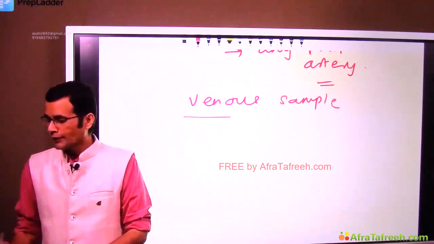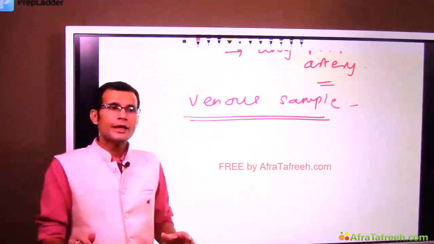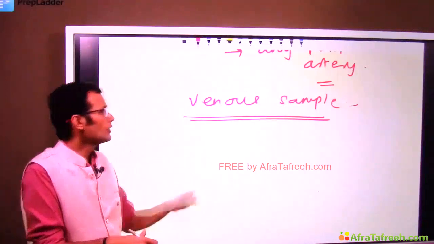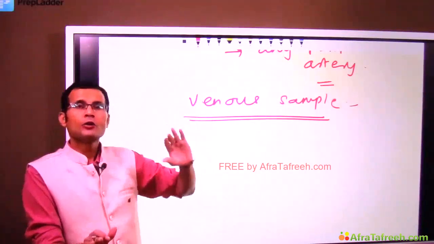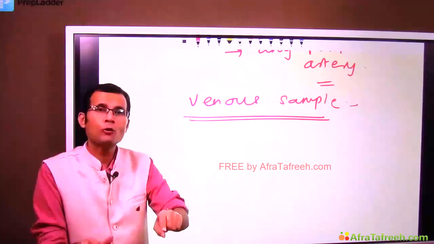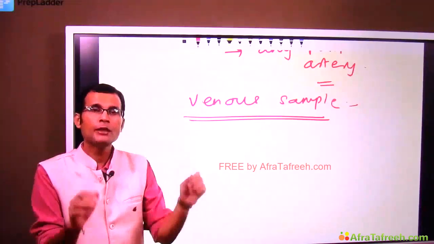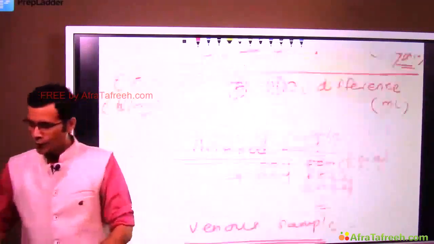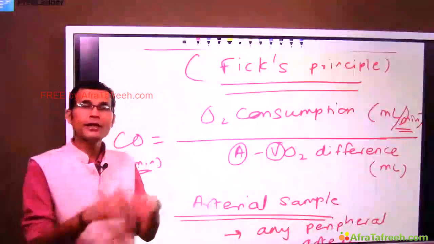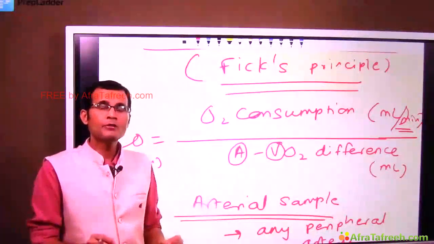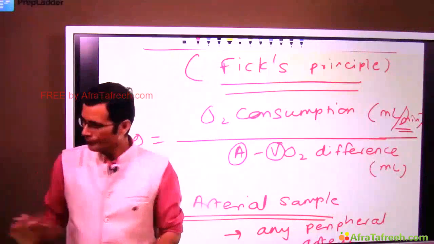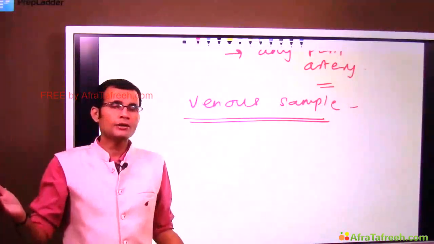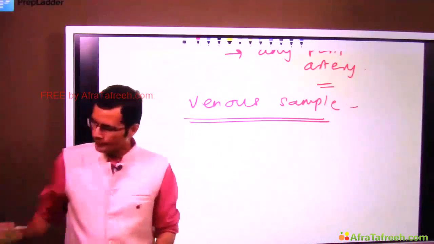I hope you understood what I said. Any artery can be taken for sample collection, because all arteries will have same amount of oxygen, and therefore any arterial blood will be representative of the entire body. We want a representative sample. We are talking about the cardiac output, which is for the entire body. So we want a sample which is representative for the entire body. Femoral artery, yes, it will have same oxygen as any other artery. So it will be a representative sample.